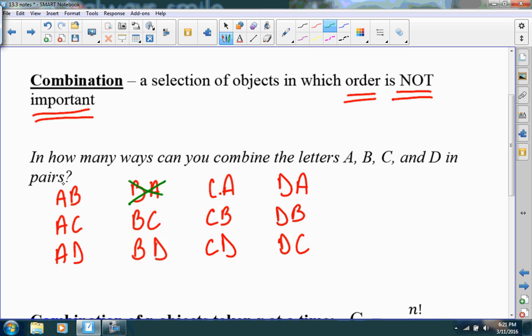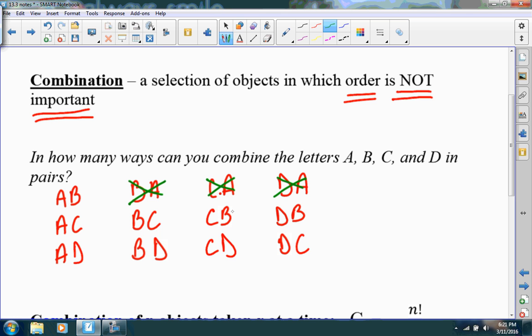This is like saying I want sausage and pepperoni. This is saying I want pepperoni and sausage. It's the same two toppings on your pizza. Okay? So I have another AC over here when I have CA, and I have another DA over here where I have AD. So I have AD and DA. So I'm going to cross off those because they repeat.